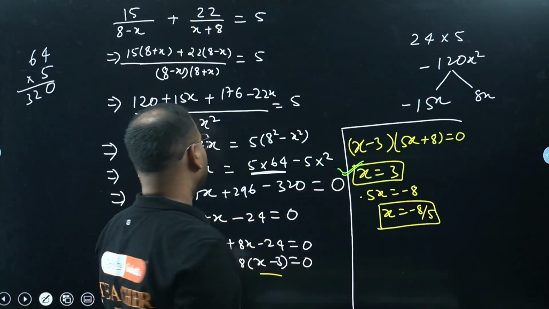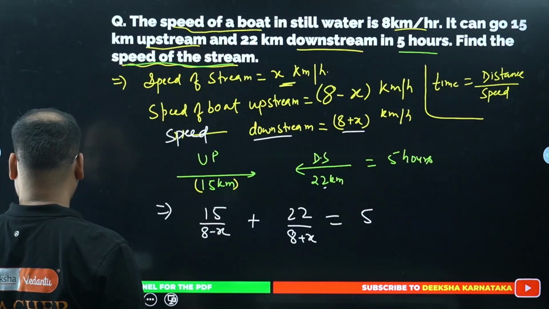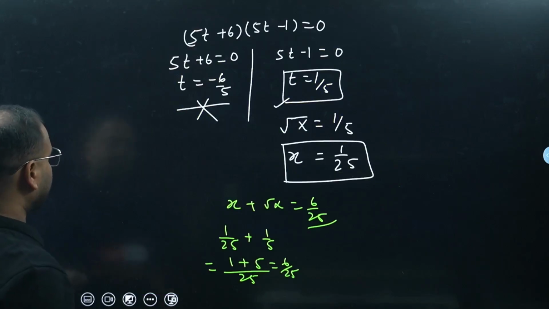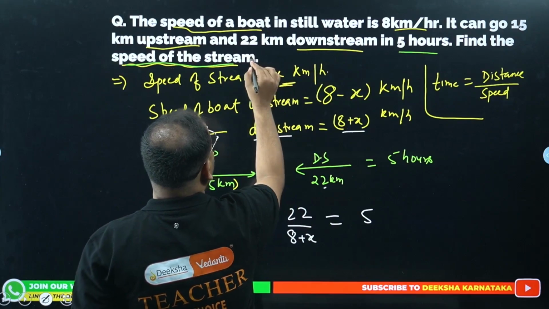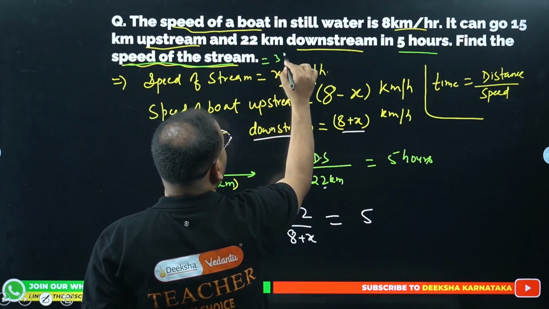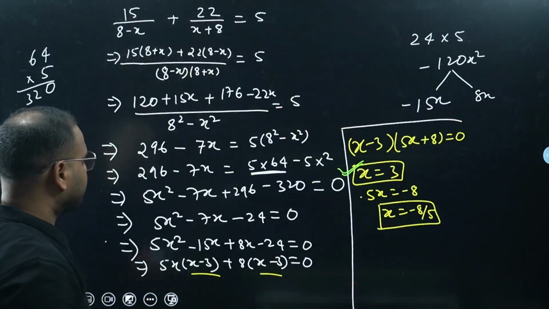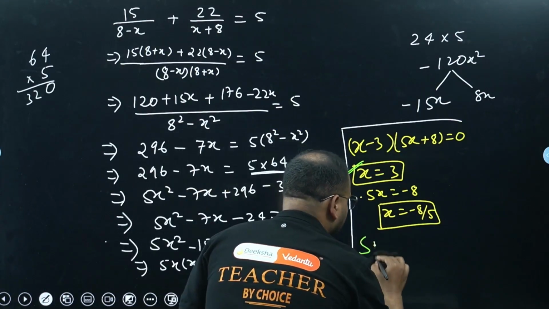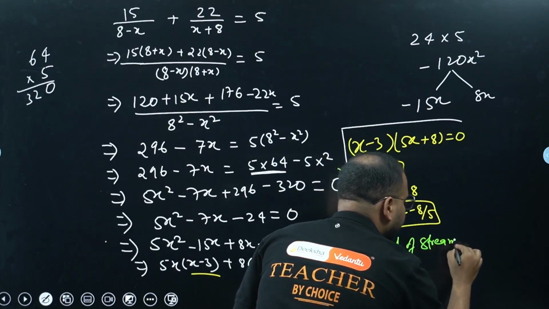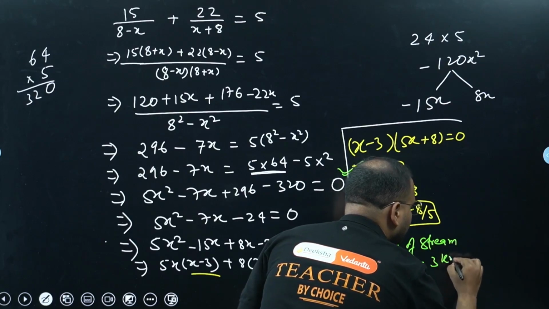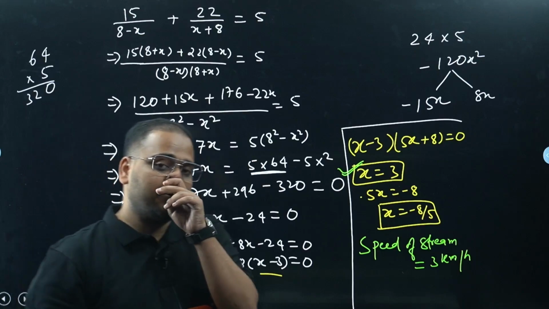So this is 3. So what is my final answer? This is going to be my final answer: 3 kilometer per hour. I'll write it here as well: speed of stream is equal to 3 kilometer per hour. It means the water is flowing at the rate of 3 kilometer per hour.